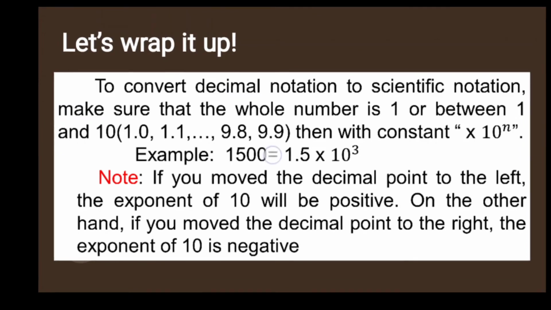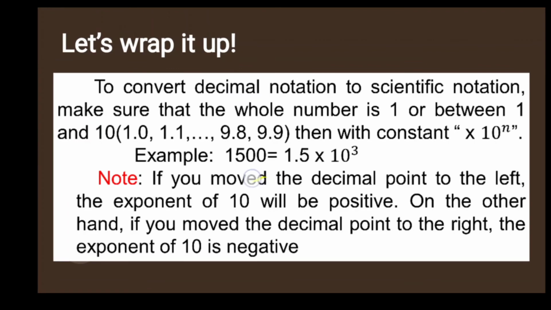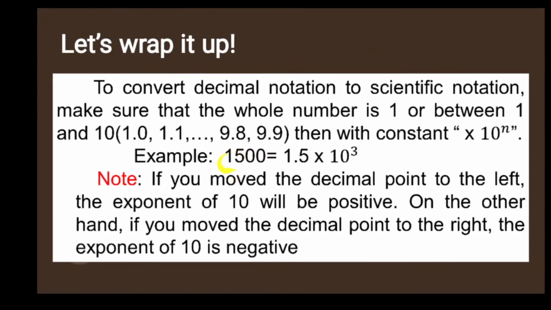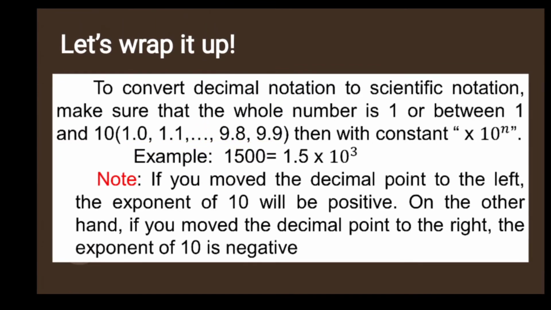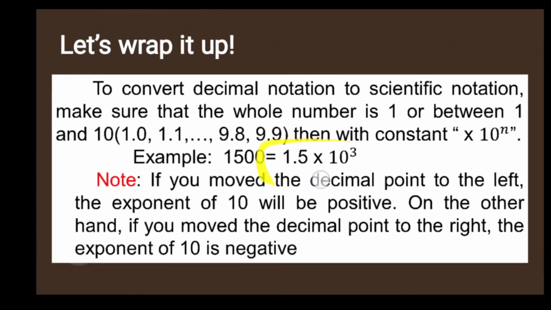How? Since we have here the decimal point after 0, we will move this decimal point to the left because our whole number should be between 1 and 10. So here, between 1 and 5. As you can see, 1.5 is between 1 and 10. So 1.5. So how many movements? 1, 2, 3. That is 3. Therefore, our exponent will be 3. That's why we have 1.5 times 10 raised to 3.